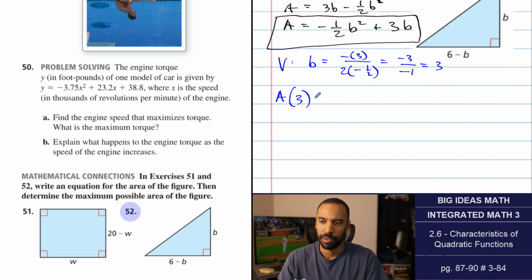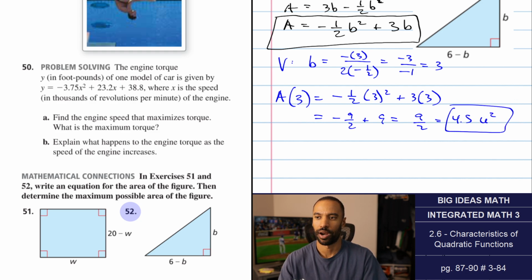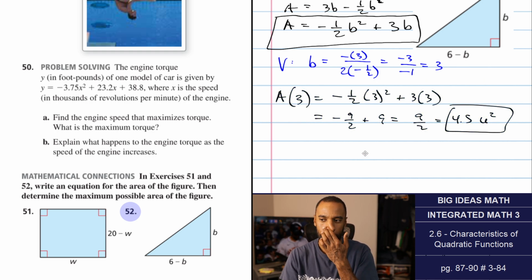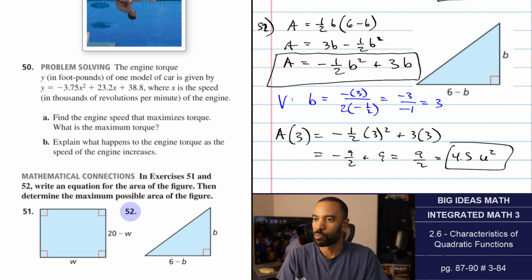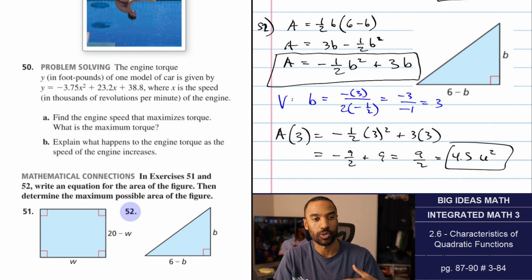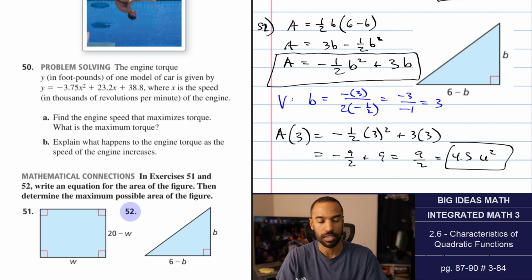Area based off plugging in 3 is negative 1/2 times 3 squared plus 3 times 3, that's negative 9/2 plus 9, which is positive 9/2, or 4.5 square units. So that's what maximizes our area, and that is the maximum area in and of itself. So yeah, we can use models with these things as long as they can give a quadratic. Maximum is still based off the peak of the parabola.